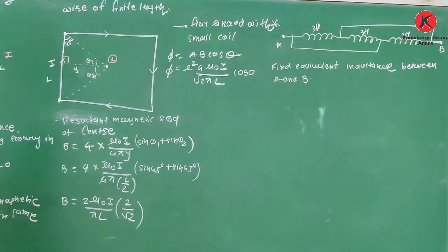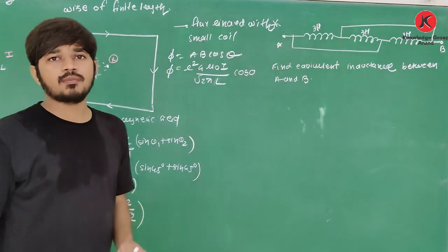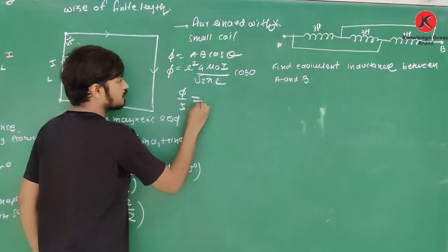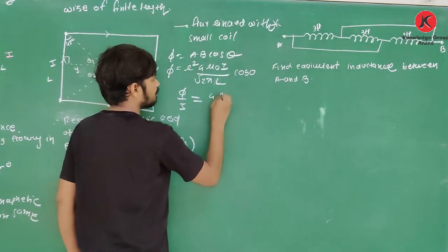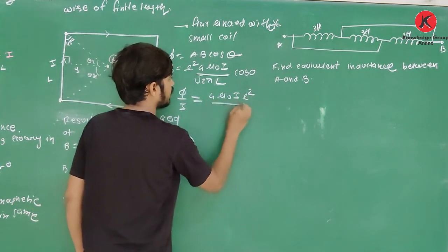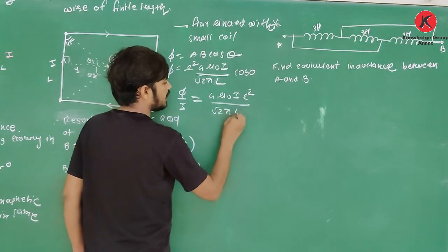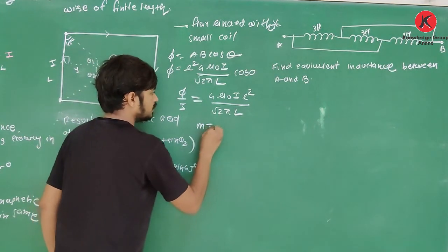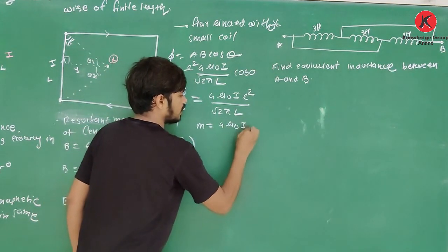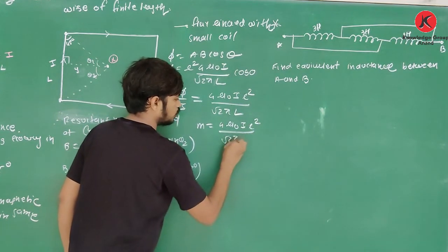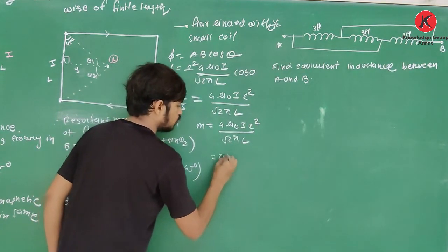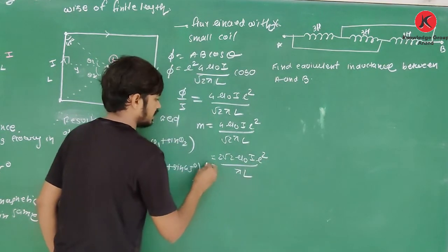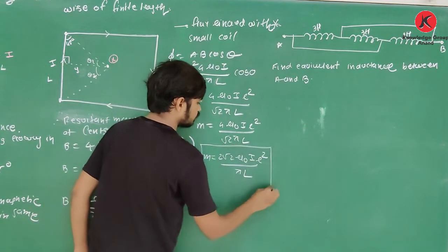Now we have to find the mutual inductance. Inductance means flux upon current. So make phi upon I the subject. Then phi upon I is equal to 4 mu 0 I L square upon root 2 pi L. This phi upon I is called mutual inductance. That is M is equal to 4 mu 0 I L square upon root 2 pi L, or you can write 2 root 2 mu 0 I L square upon pi L. Okay, it is the equation of mutual inductance.